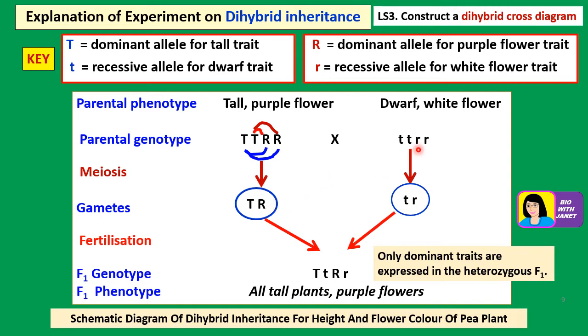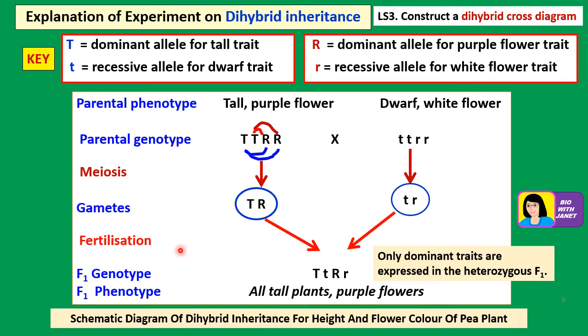Then for the dwarf plant with white flowers, again we use the link method and Mendel's second law to determine the alleles in the gametes. So small t can combine with small r, small t with small r, and this second small t with small r, small t with small r. So all the gametes have the alleles small t, small r. So just write 1 enough.